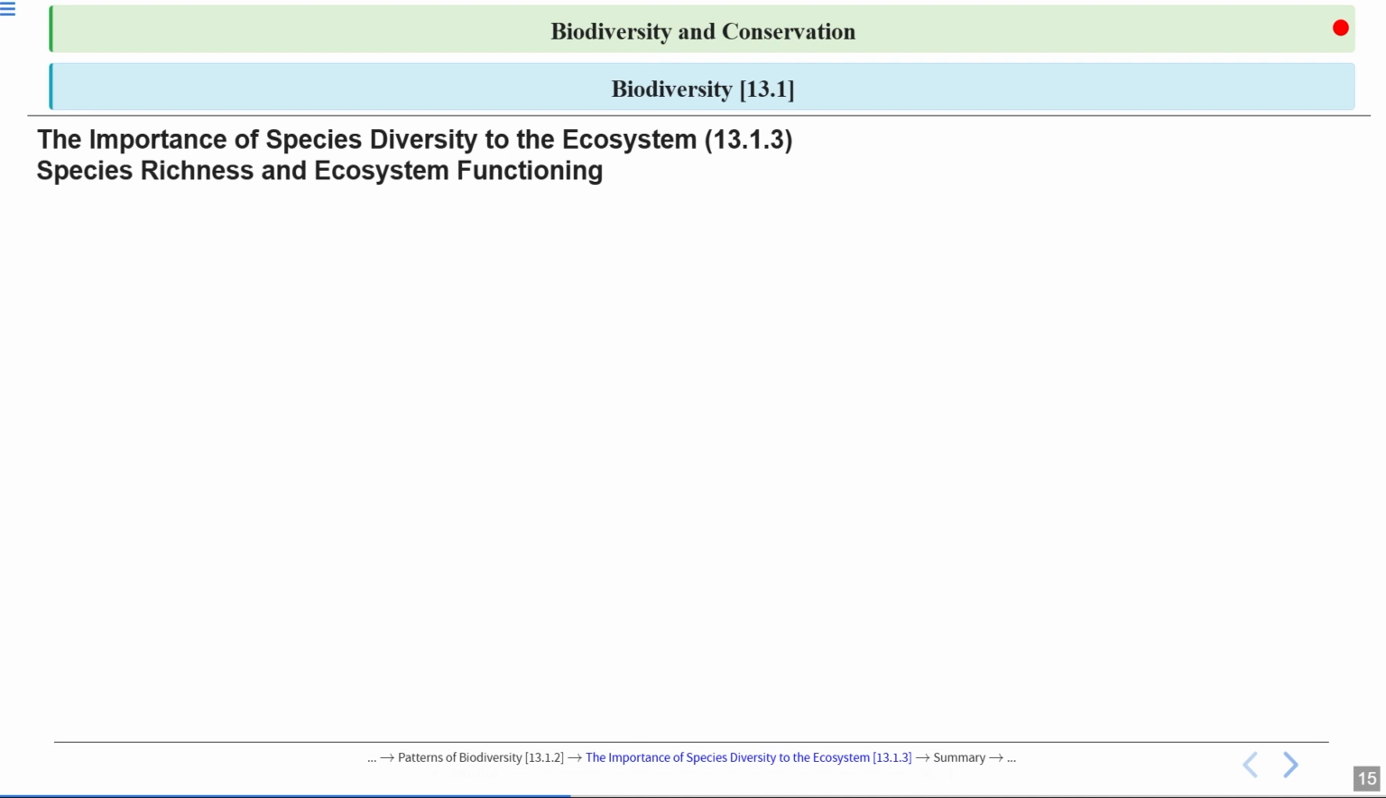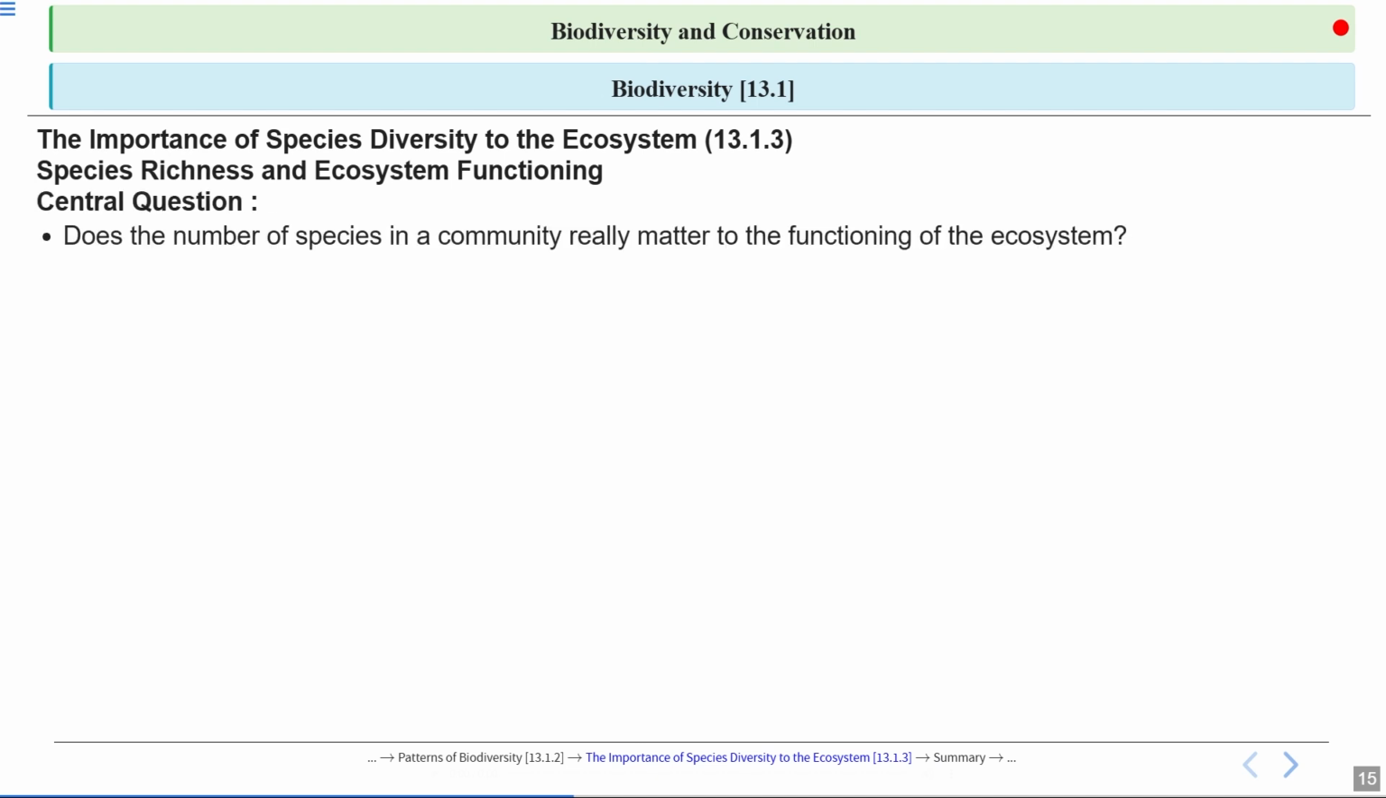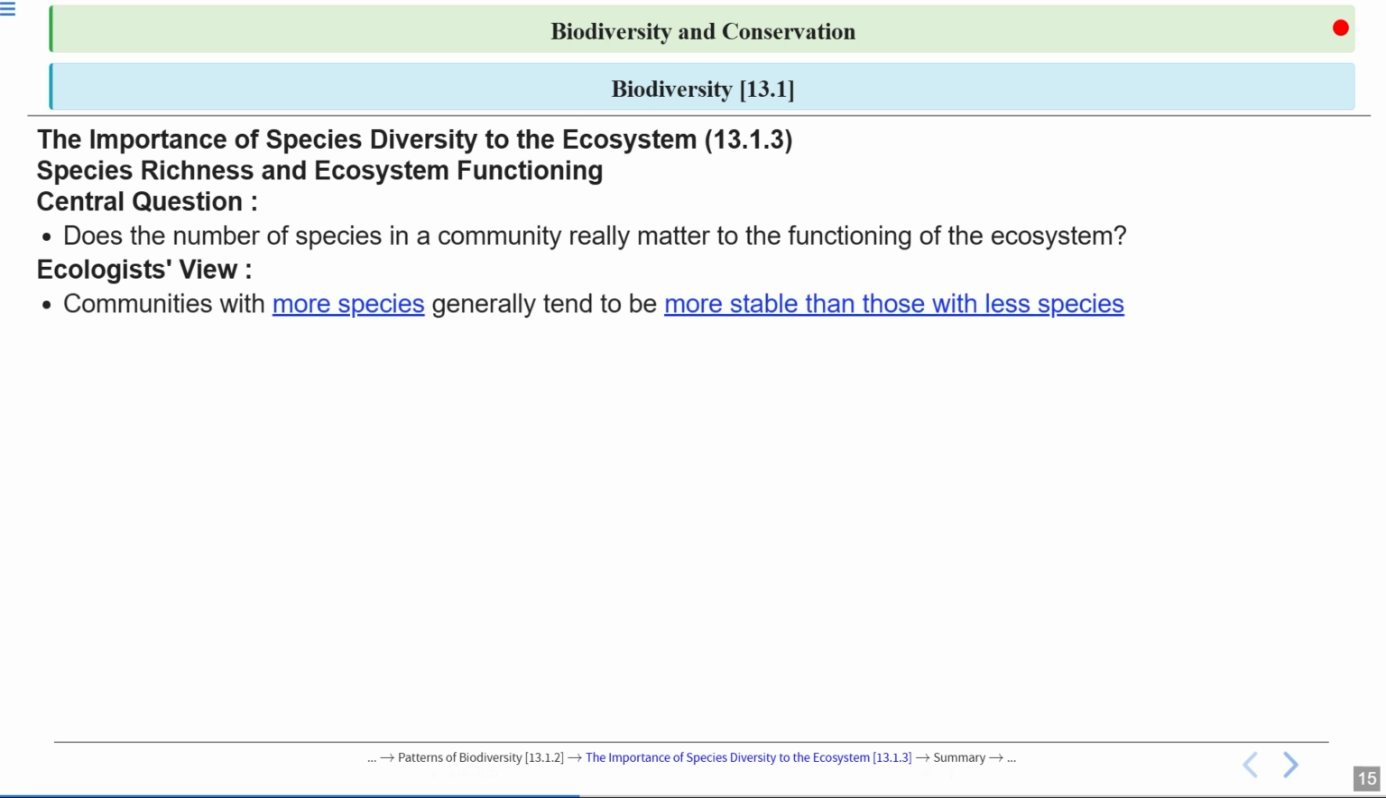Now let's talk about species richness and ecosystem functioning. There is one central question here. Does the number of species in a community really matter to how well an ecosystem works? Now let's talk about what ecologists think about this. Ecologists have observed that communities with more species tend to be more stable than those with fewer species. For many years, ecologists have believed in this idea that more species means more stability.